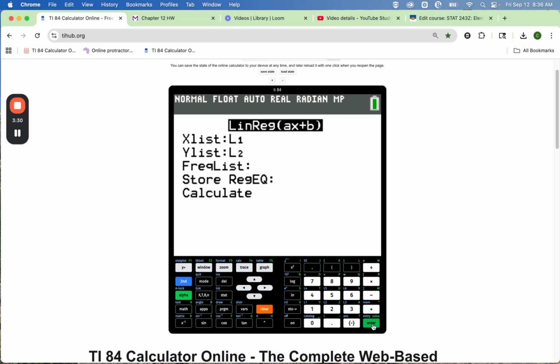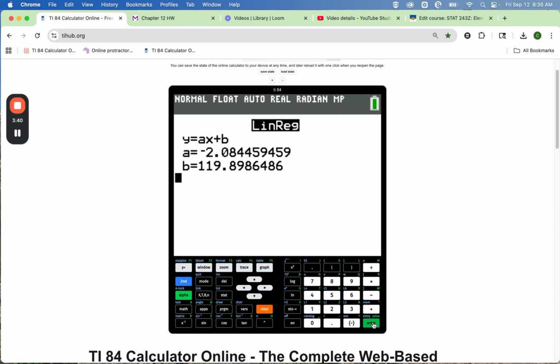X list, yep, L1. Y list, L2. Let's not worry about the other stuff. And we're going to go down here to calculate. Hit enter. And we calculate it. So there's your linear regression. The problem is it doesn't give you the correlation coefficient. It doesn't give you that measure of how close it is to a line. So we have to figure out how to do that.